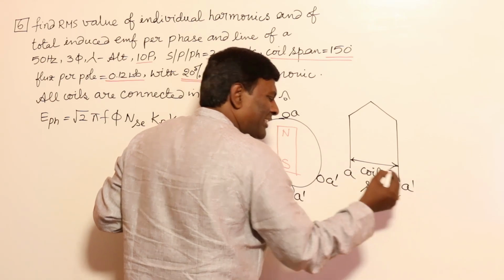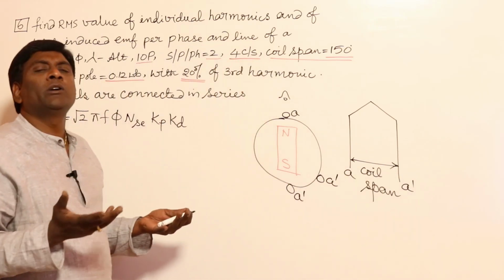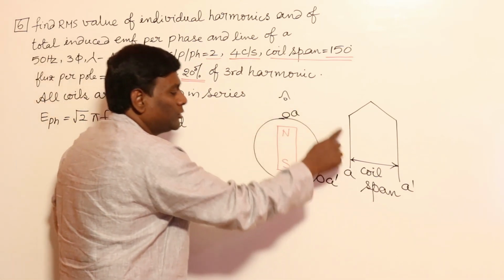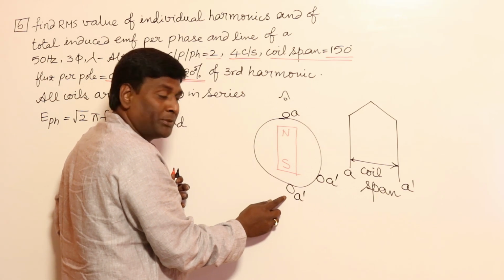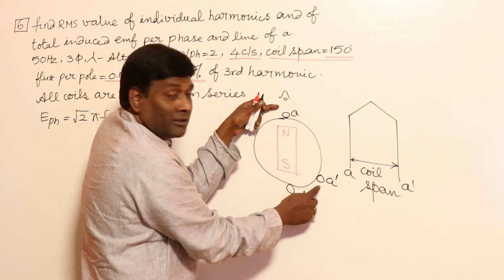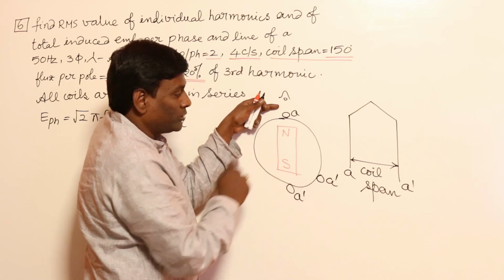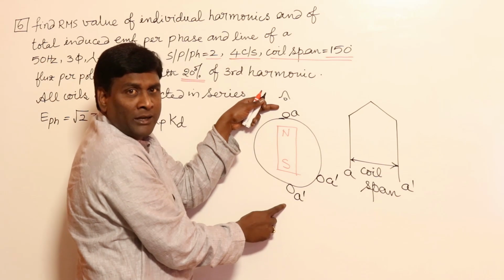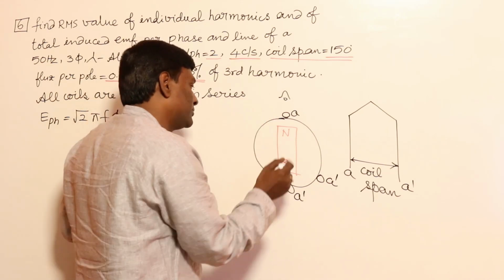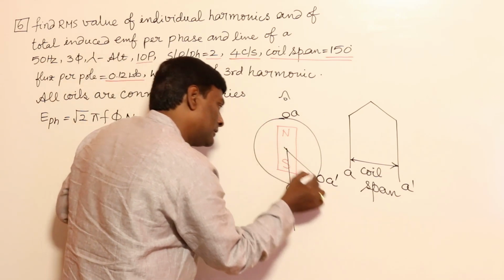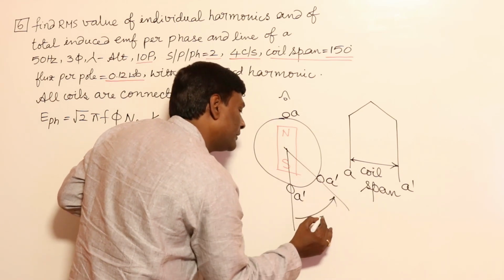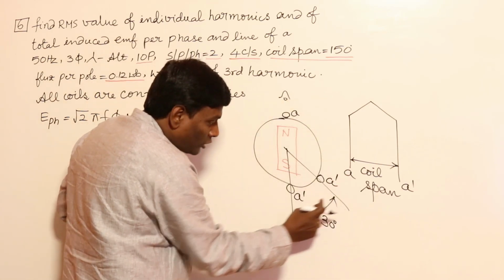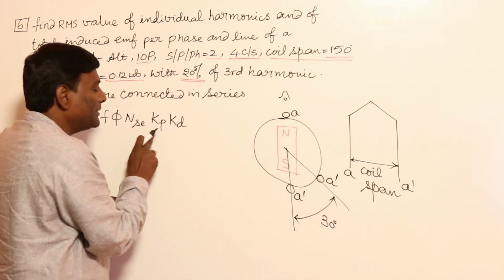So this is A, this is A dash, and this is the coil span. Actually, I don't want to define what coil span is, because how can anybody ask to define coil span? From here to here, the coil span should be 180 degrees in a full pitched coil, but from here to here it can be 150 degrees. So if the coil span is 150 degrees, it means it is short pitched by an angle of 30 degrees. Such that coil span is 150, short pitched by 30 degrees. So have they given Kp or not?